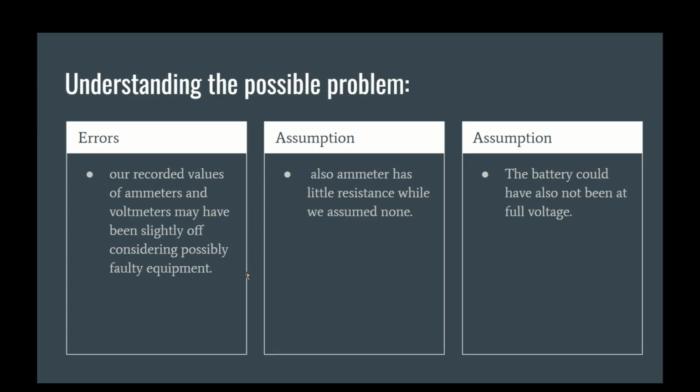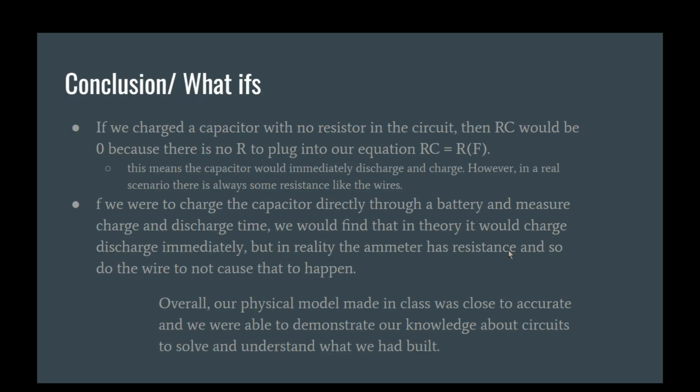Understanding the possible problems we might have had, we could have had some faulty equipment. Our recorded values of the ammeters and voltmeters could have been slightly off because of faulty equipment. We also assume the ammeter has no resistance, but it could have a little bit in reality. And we also assume that the battery was at full voltage when it had been used prior to our lab, so that could have also been an issue here.